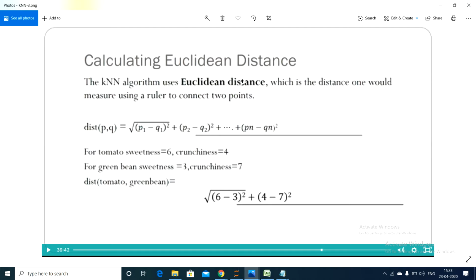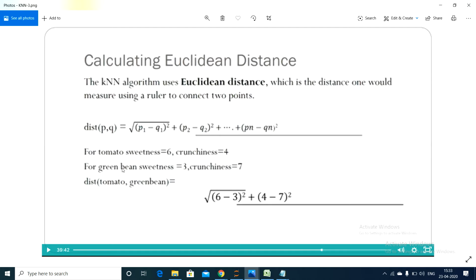So to find the distance between two points, that is between one category and the tomato, whatever data point we have, we use the Euclidean distance formula. Let us consider the sweetness of tomato is 6 and crunchiness is 4. So let us see whether this tomato falls under the protein category or not.